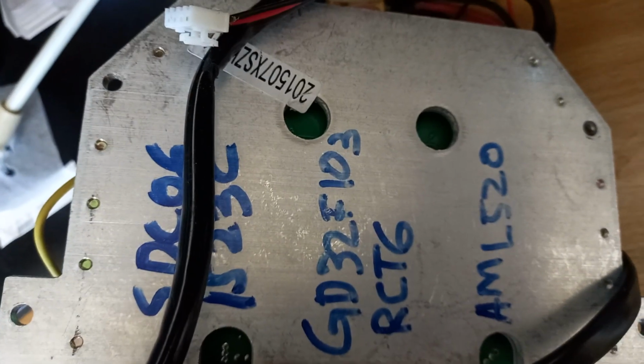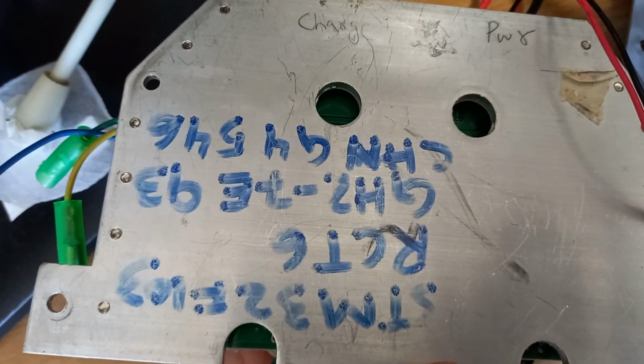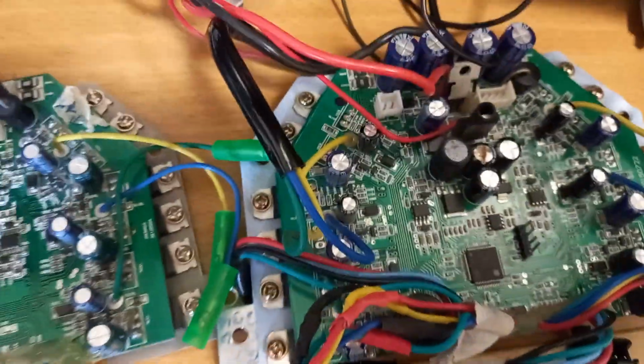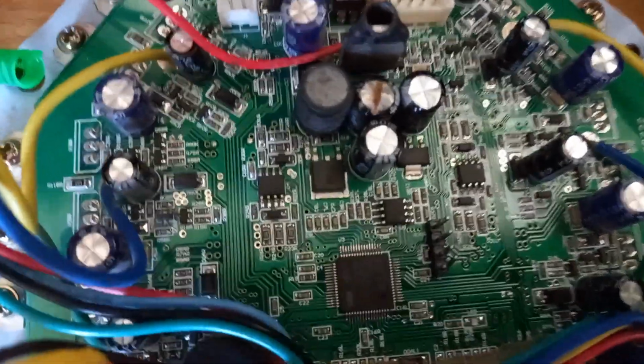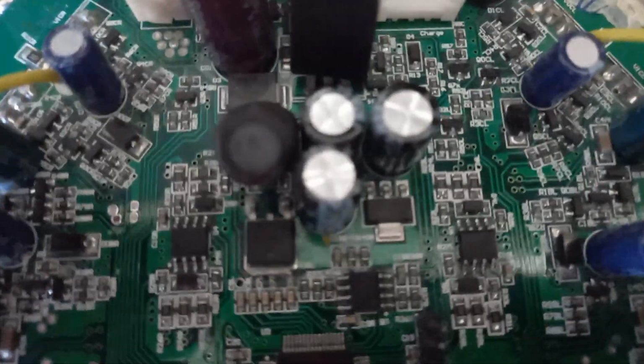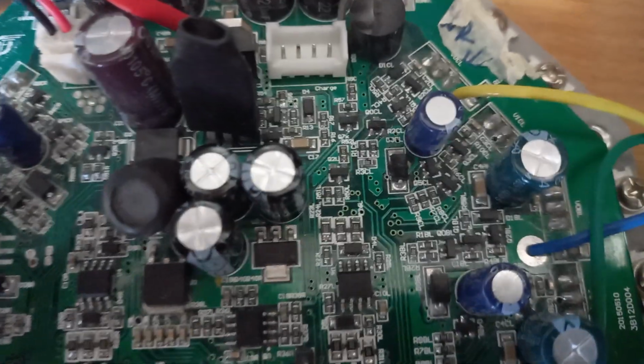This one is with the GD32F103RCT6, and the other one is STM32F103RCT6. Both are similar, but one has the STM32 and one has the GD32. Then while checking, I found something. A diode, maybe possible, but no diode here is burned or damaged.